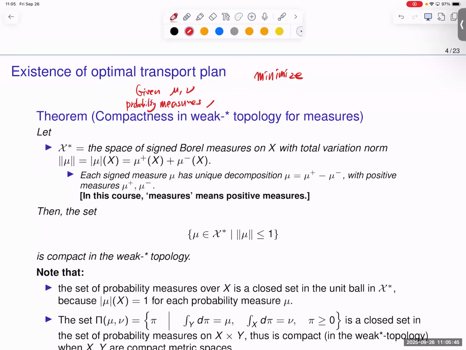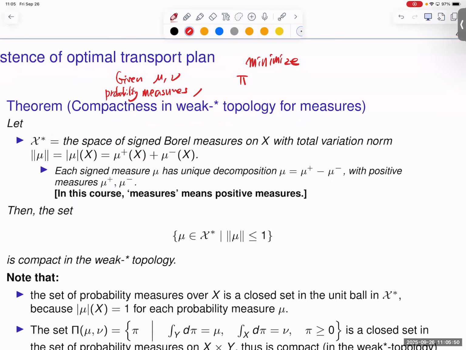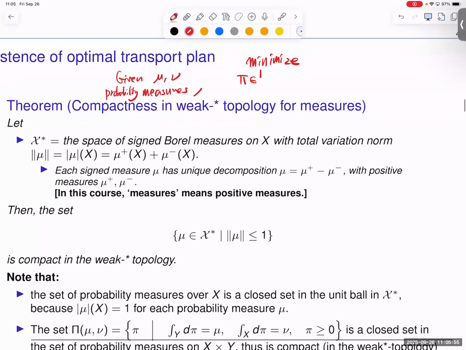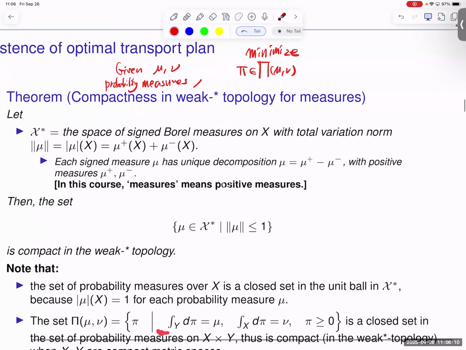We want to consider this problem. We consider the transport plans, let's say pi, between them. So the notation is: I have this big pi, and mu and nu. The pi is a transport plan. That's our decision variable, and the constraint is already here, namely, the transport plan has these two marginals. If you take the projection to x, then you have mu, and if you project it to y, then you have nu.